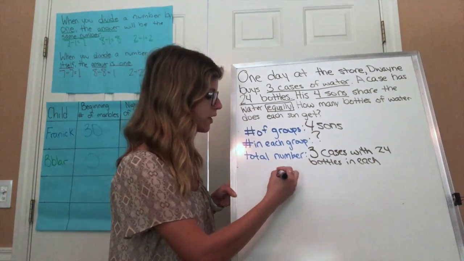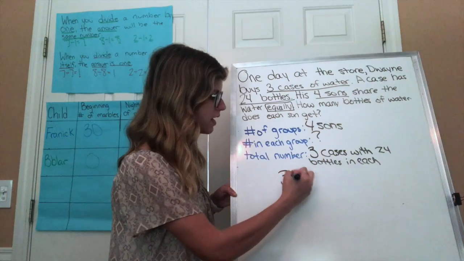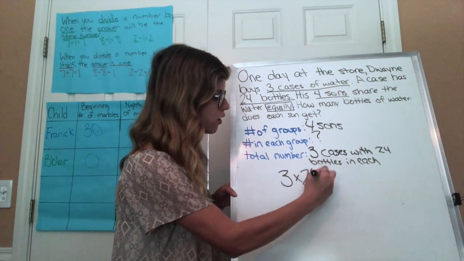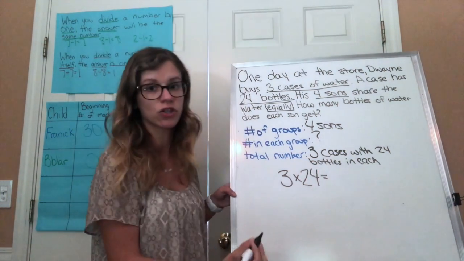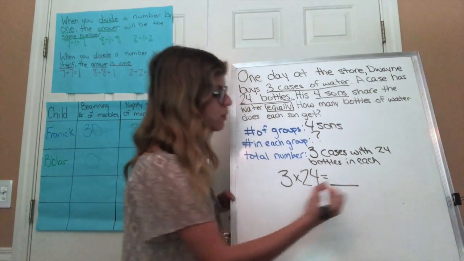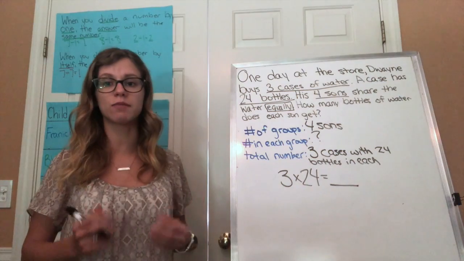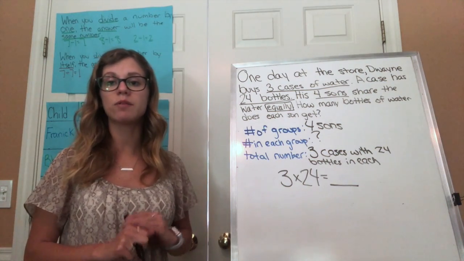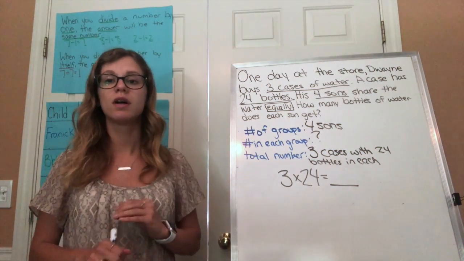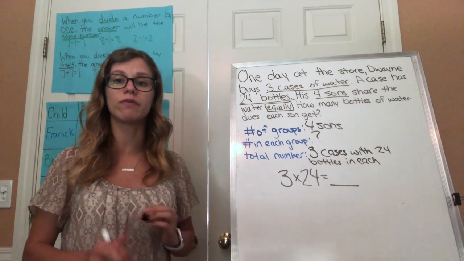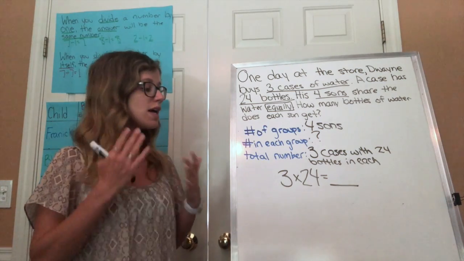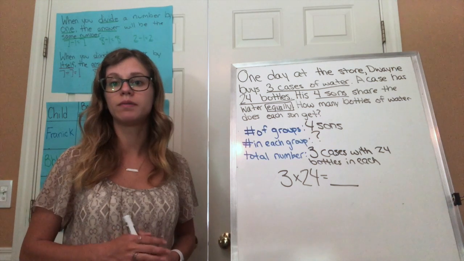What I would be doing is figuring out what 3 cases times 24 water bottles in each are, to figure out the total number of water bottles. So my equation is 3 times 24. Take some time and try solving 3 times 24 by yourself now. Break apart 24, this 2-digit number, into numbers that are easier for me to solve.